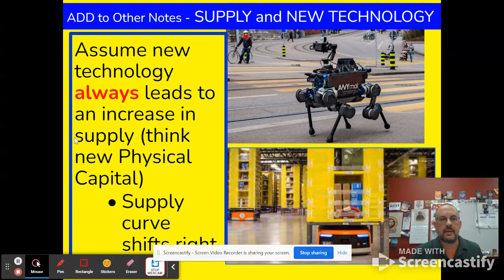All right, last couple of things here quickly. I don't have this on your paper. You might add it to the back where you have a blank space here, because I do think there's one or two questions on either a quiz or test about this. But we assume that any new technology will result in an increase in the supply of a product.